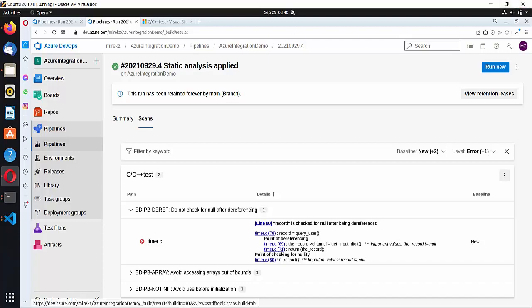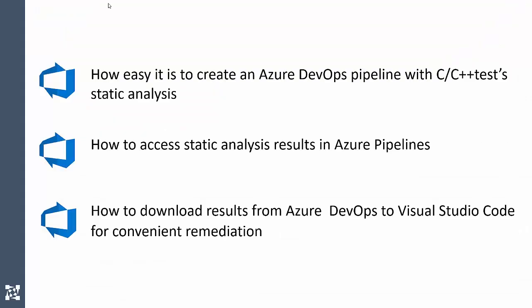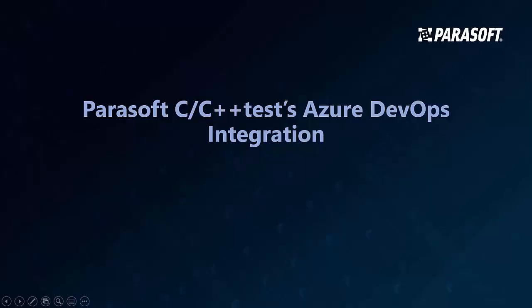Let's quickly recap what we have covered. We have discussed the procedure of creating an Azure DevOps pipeline integrated with Parasoft C++test static analysis. We've seen how static analysis results are presented in the Azure DevOps interface. And we've also seen how developers can utilize the C++test VS Code extension and the Azure DevOps integration to streamline their daily activities. Thank you for watching.